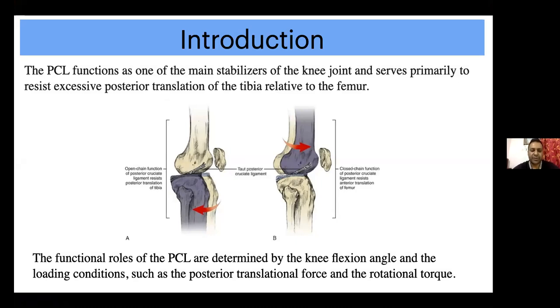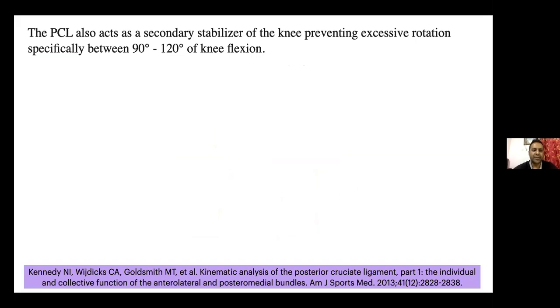In open chain function, the PCL resists posterior translation of the tibia, and in closed chain function, the PCL resists anterior translation of the femur. The functional roles of the PCL are determined by the knee flexion angle and loading conditions such as posterior translation force and rotational torque. We all know that the PCL also acts as a secondary stabilizer of the knee, preventing excessive rotation, especially between 90 to 120 degrees of knee flexion.